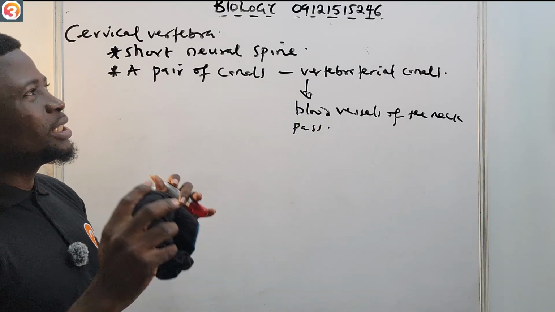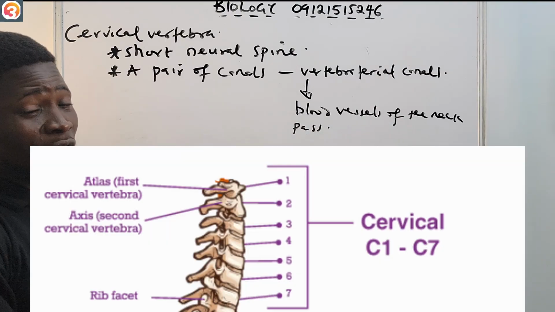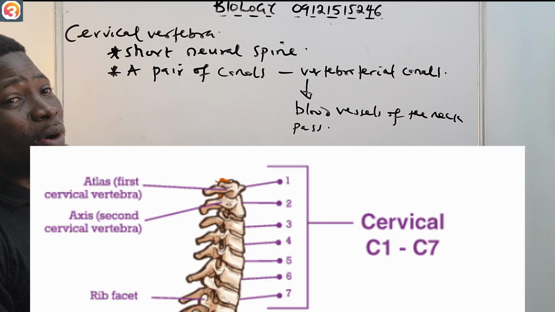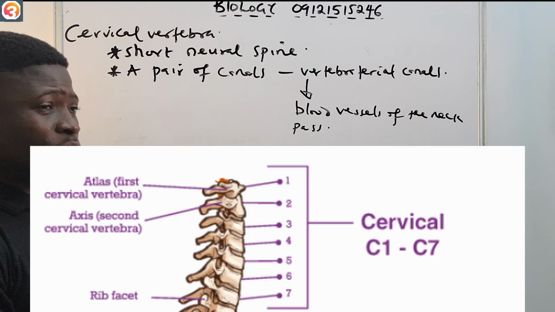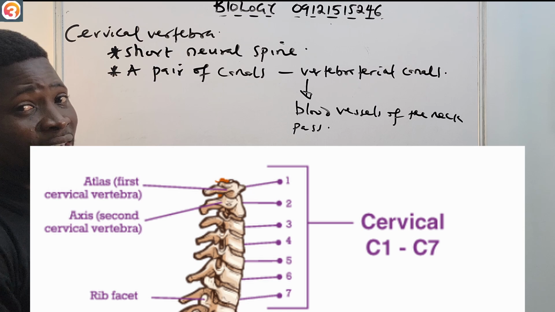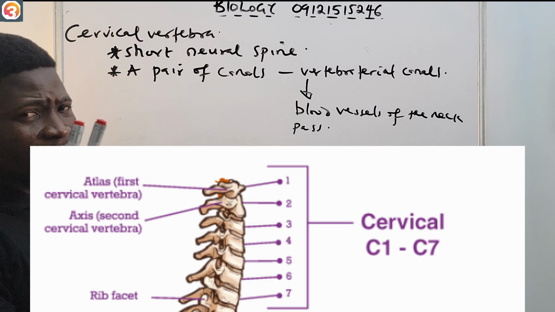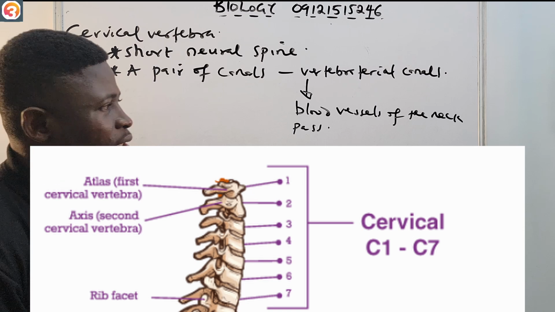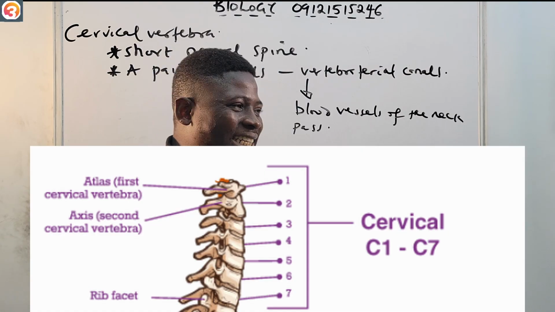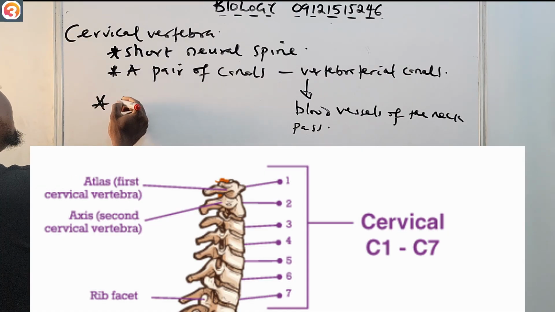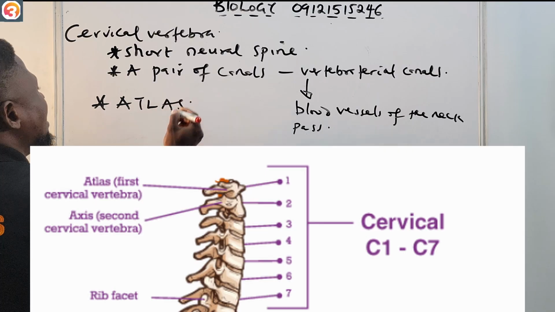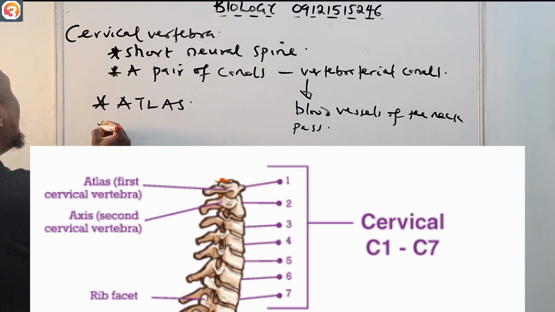Now, the first two cervical vertebrae. I told you there are seven, from C1 to C7, as we saw from the diagram. The first two are known as the atlas and the axis. The first two cervical vertebrae are known as the atlas, ATLAS, and then the other one as the axis.